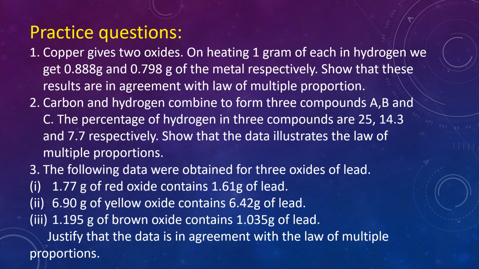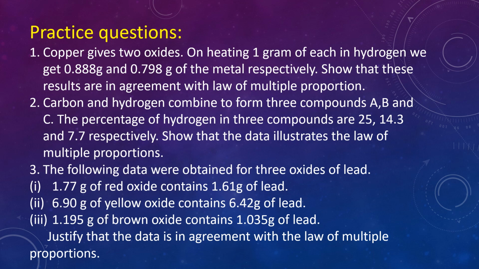Now always remember one thing, you keep fixed the mass of the element whose value is less. Here oxygen is in lesser quantity, so you fix the weight of oxygen and then find out the weight of copper. So you will get the ratio of copper in the two oxides as 2 is to 1. Just try this question.